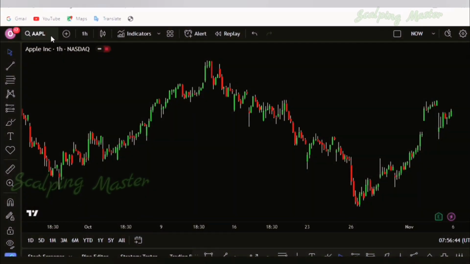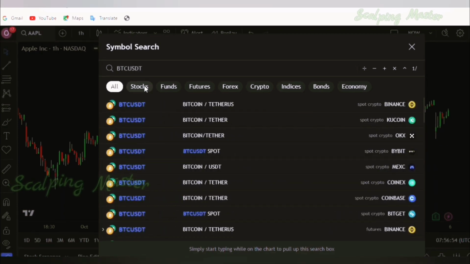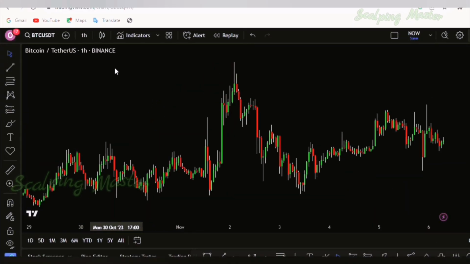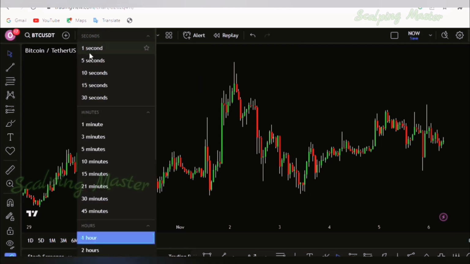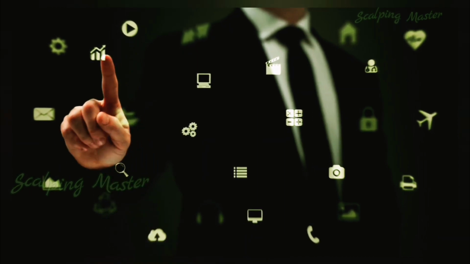Firstly, open TradingView and select the BTC-USDT currency pair. I will set my time frame to 15 minutes for this strategy. Keep in mind that you can apply this method to all time frames, and it can be profitable on any of them. Now, let's add indicators to our chart.